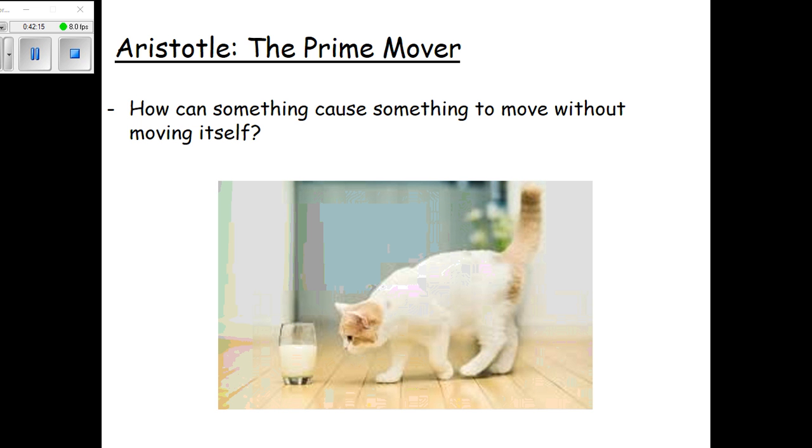The milk moves the cat without moving. I'll say that again. The milk moves the cat without moving. And it does that not through efficient cause, not through anything physical, but through attraction. So the purpose of the milk is to be drunk by the cat. So it attracts. So this means that God makes movement in the universe without moving himself, because everything is attracted to him.